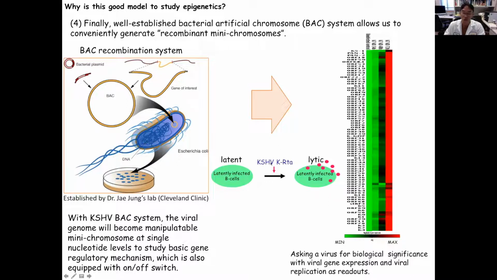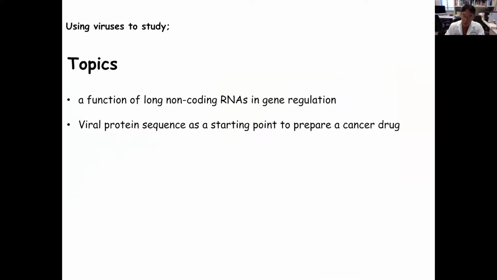For example, we induce KRTA with a doxycycline-inducible promoter, which induces the entire KSHV gene expression. So we manipulate the genome, turn on KRTA, and look at the virus gene expression as a readout. This is a very convenient system to study gene regulation. With this system, we are interested in two things, and I want to show you these two things.